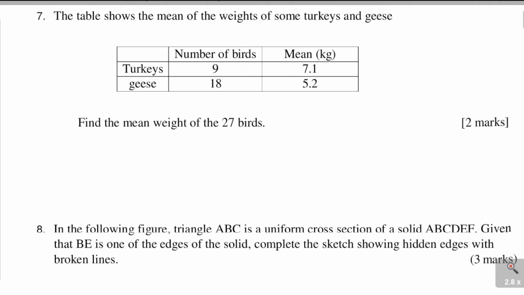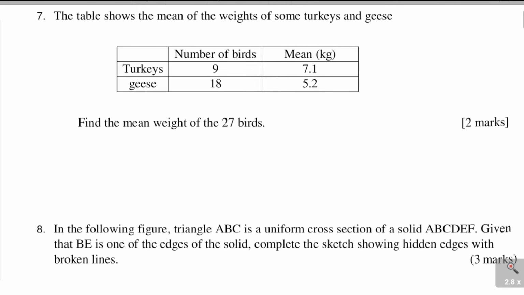Question 7. The table shows the mean of the weight of some turkeys and geese. So the table is there. Number of birds, the mean is given, turkeys and geese. Find the mean weight of 27 birds. So the 27 birds is 9 turkeys plus 18 geese. That is what gives 27 birds.